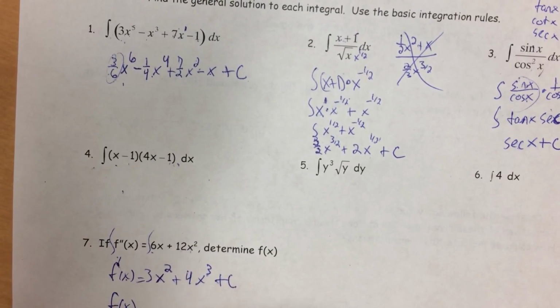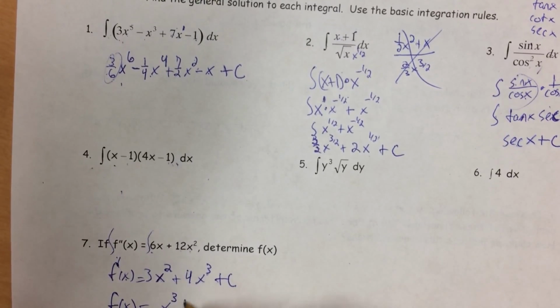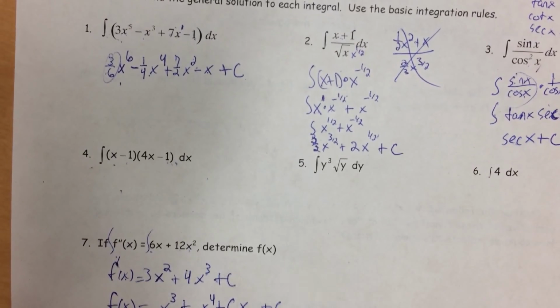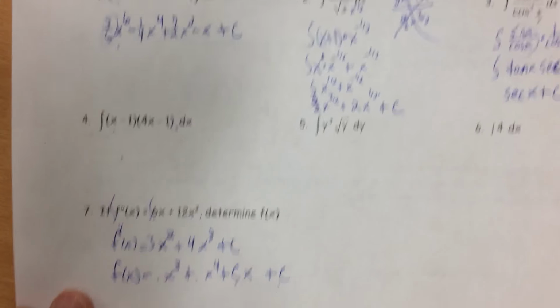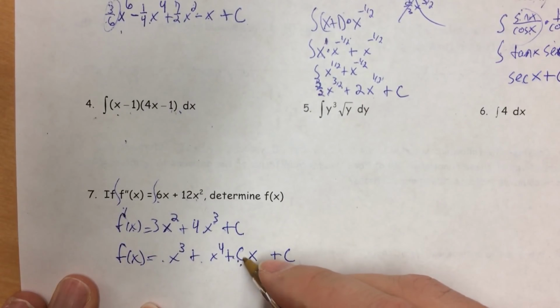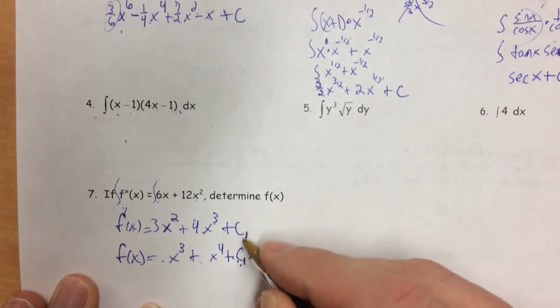To find the original function, we need to do the integral of this. This is going to be x cubed, divide by 3, so it's just 1. This is x to the 4th, divide by 4, so it's just 1. This c becomes c times x, and then there should be another plus c. Now, we don't want to have two c's here that are labeled the same way, because this indicates that these are the same as each other, and they don't have to be the same. So what we do is we call this c1, and this one's c2. So we're going to call this c1 up here.